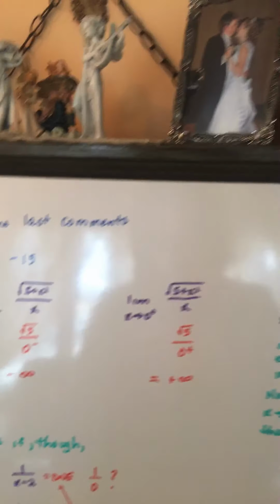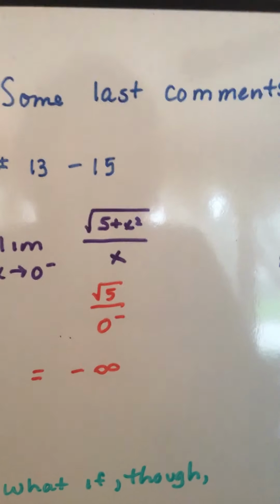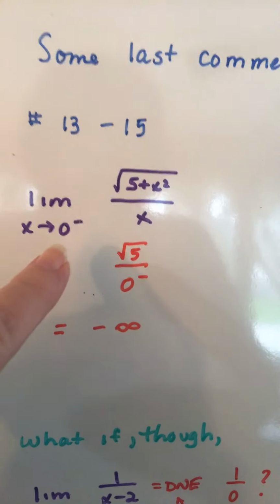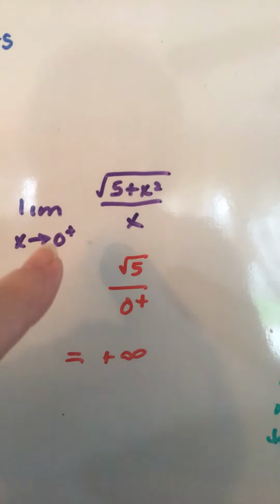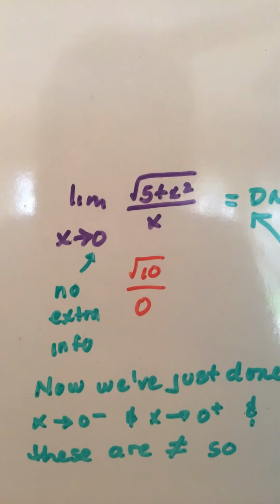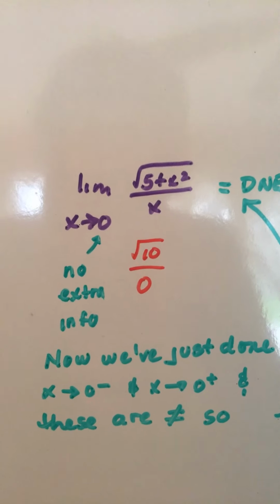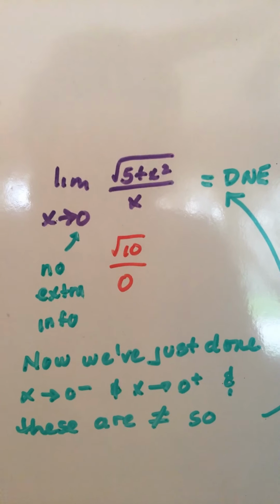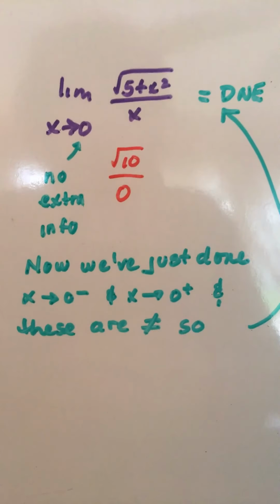Some last comments. Problems 13 through 15 are going to lead you through a problem to keep you from getting caught with your pants down. Notice this has a left. Very easy. I'm going to get negative infinity. This indicates from the right. Again, very easy. But now careful. This one doesn't tell us anything. There's no extra info. Now, I know you want to just say D and E, but in mathematics, you're not allowed to do that. You have to look left and right to say they don't agree, to say that your limit does not exist. We've understood that.